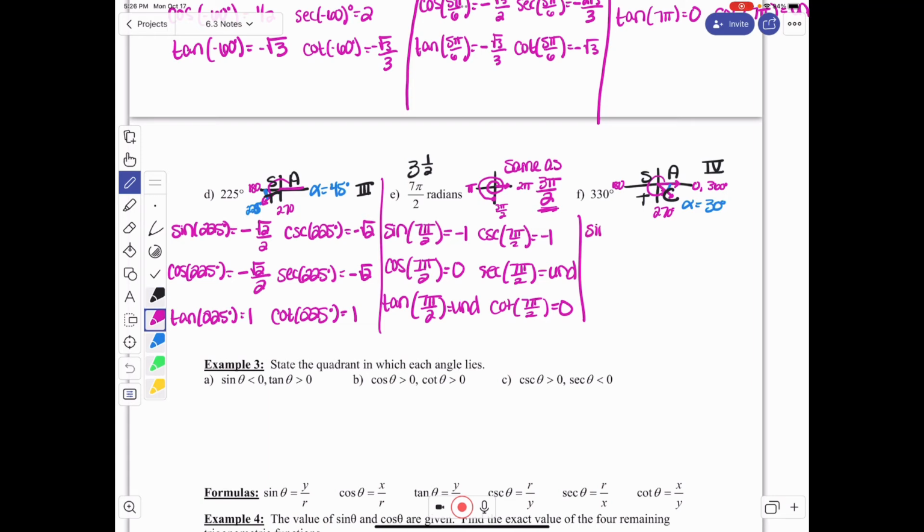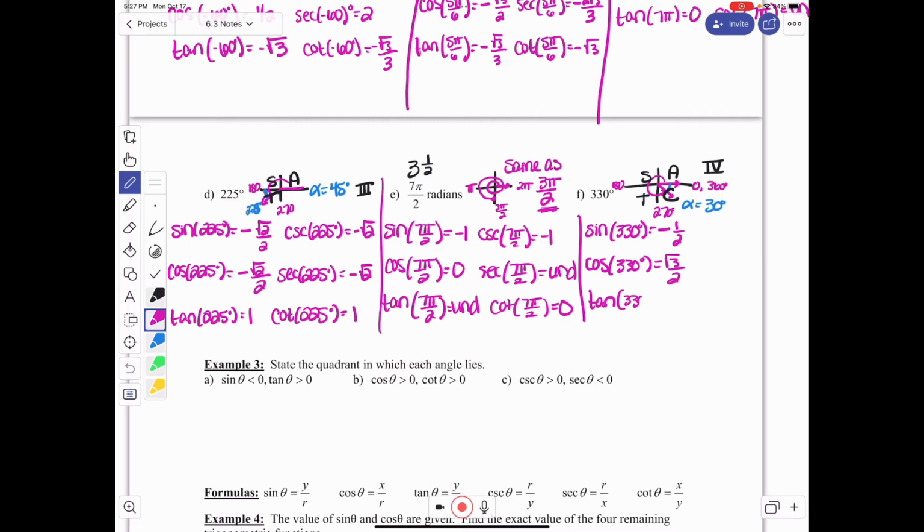So the sine of 330, I know it's going to be negative, so I'm looking up the sine of 30, which is 1/2, and I've already got my negative there. Cosine of 330, this one is going to be positive. I'm looking up the cosine of 30. It's going to be square root of 3/2.